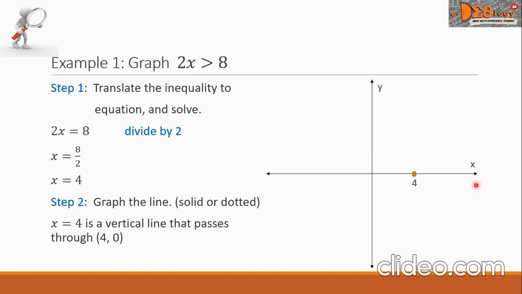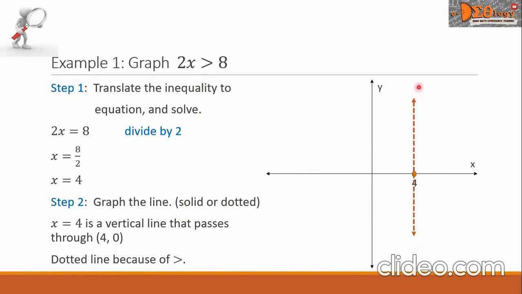So let us draw our x and y axis. Let us plot the point (4, 0). And this is the point. Now, let us draw a dotted line because the inequality symbol is greater than. Remember, we use dotted line for greater than or less than symbols. And here is the line, or I should say the dotted line.